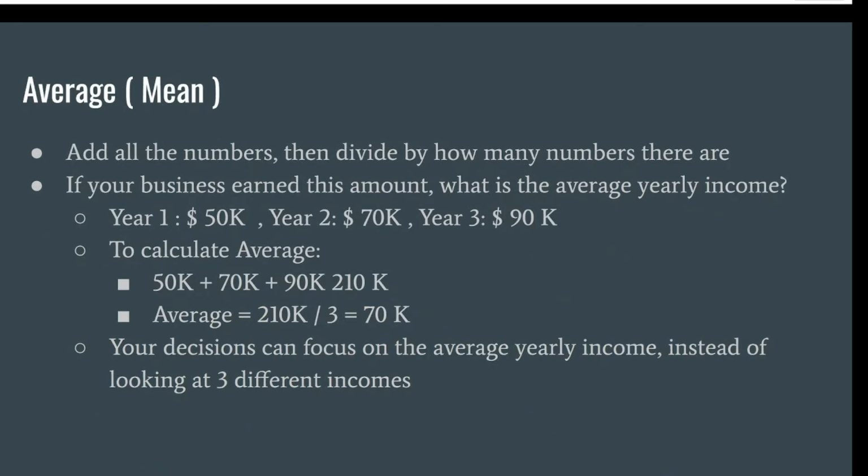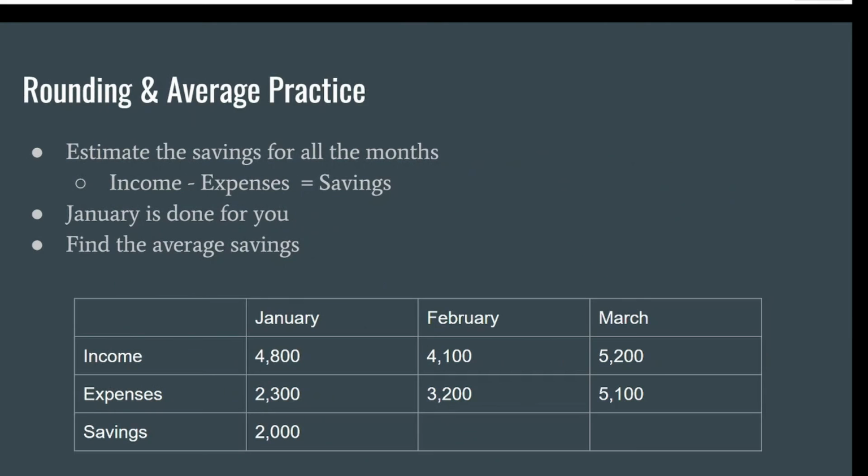The next most common math is average or mean. You add all the numbers up and then you divide by how many numbers there are. So for example, to find your average business income: year 1, 50,000, year 2, 70,000, and year 3, 90,000. To calculate the average, you add them up and then you divide by 3. That'll get the average of 70,000. This can help simplify your estimations on things by finding the average yearly income instead of looking at 3 different incomes. So here's an example practice on combining rounding and averaging.